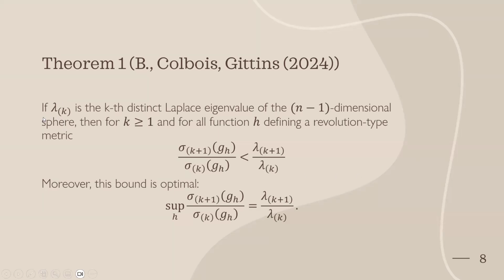If lambda k, in parentheses, is the k-th distinct Laplace eigenvalue of the n-1 dimensional sphere, we prove that for each function h satisfying a revolution type metric, the spectral ratio sigma k plus 1 over sigma k is always bounded above by lambda k plus 1 over lambda k. And this inequality is strict. So this means that there is no function h for which we have equality. However, the upper bound is optimal in the sense that the supremum over all h that satisfy a revolution type metric of our spectral ratio is equal to lambda k plus 1 over lambda k.